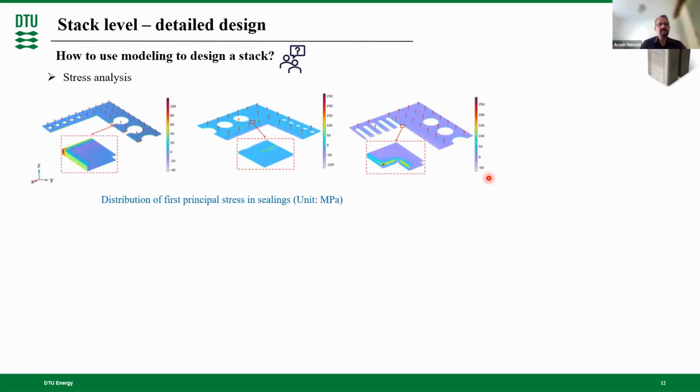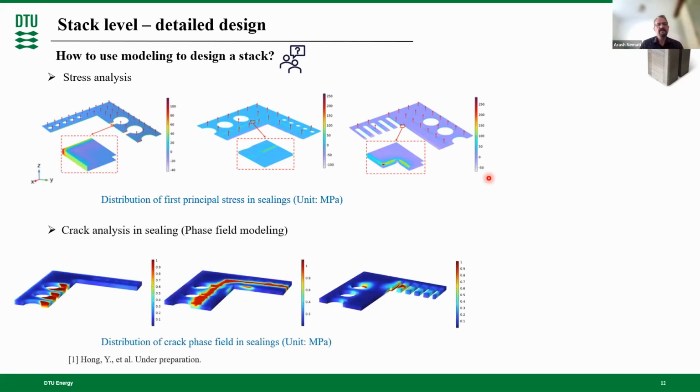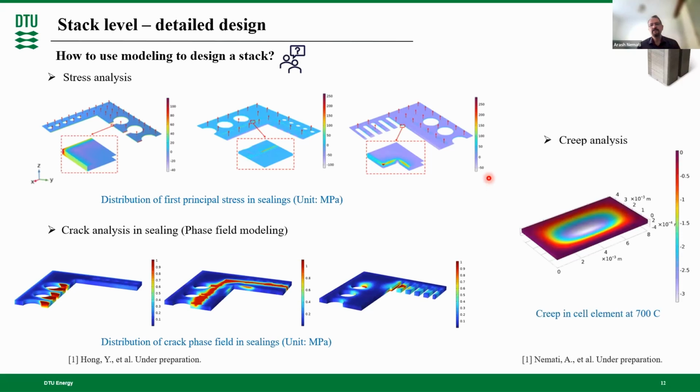We can also use some more detailed analyses like stress analyses. We have glass sealing in the stack because we want to seal different parts to mitigate and remove the gas leakage because it will kill the stack. So we want to keep the stresses at a standard level. We can also have some crack analyses in the sealings by phase field modeling. In some of the conditions, we have harsh conditions and our sealings may crack, and we want to see what are the vulnerable regions for this kind of cracks. We can also do some creep analysis. So we want to study, after a few years of operation, how the creep will be in some components of the stack.